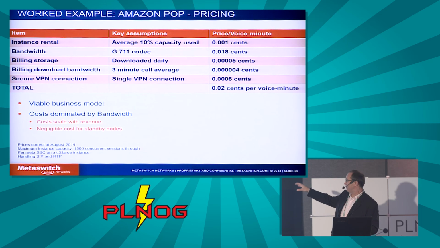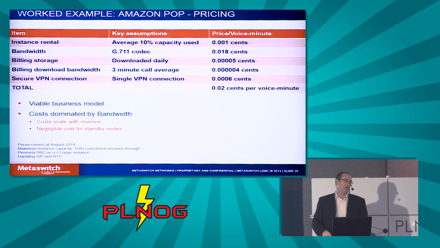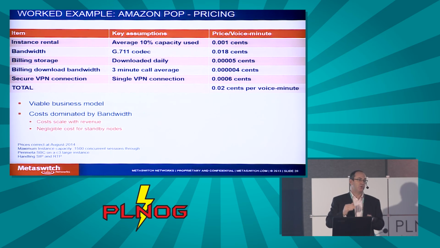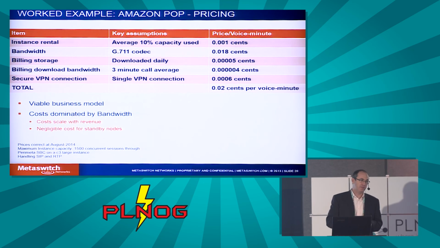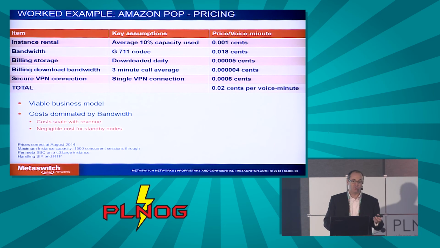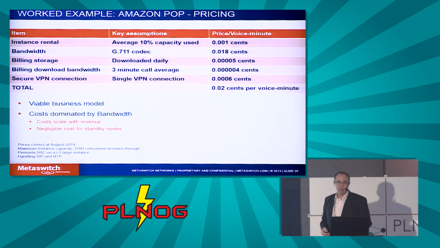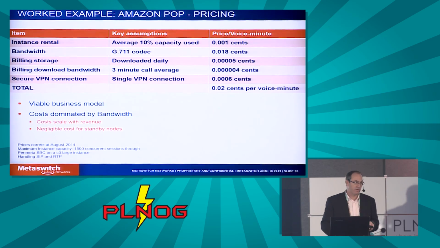They also charge for the bandwidth on the processor, using the G711 codec, and also for billing storage if I download daily. So overall, the total cost of the Amazon infrastructure to run that SBC for 1,500 concurrent calls is 0.02 cents, basically peanuts. So with an SBC, you start offering voice services and increasing your revenue. You've actually lowered your cost to go into voice. You don't need big clunky hardware, and you start offering voice and getting your revenue back very, very fast.